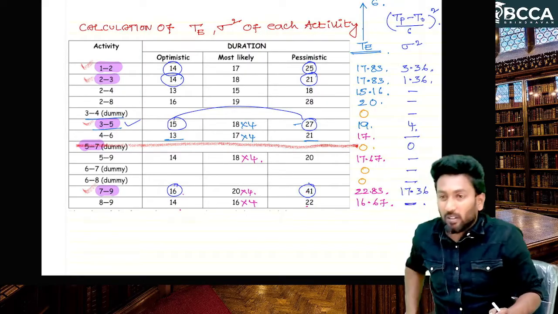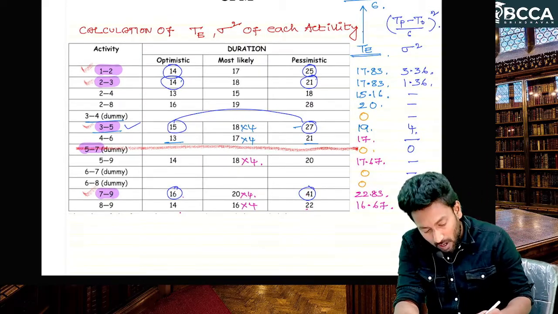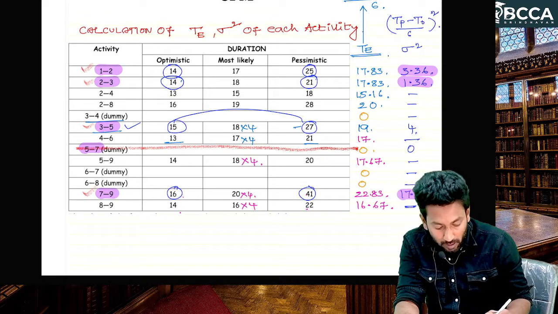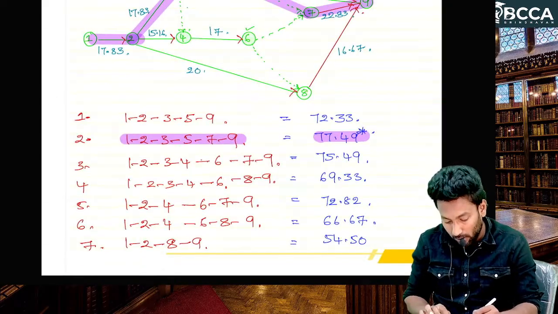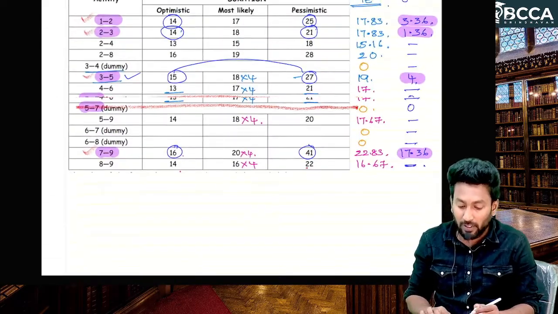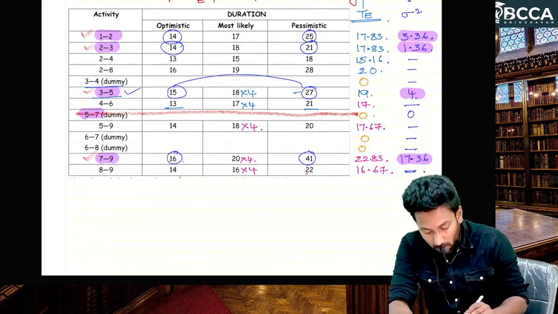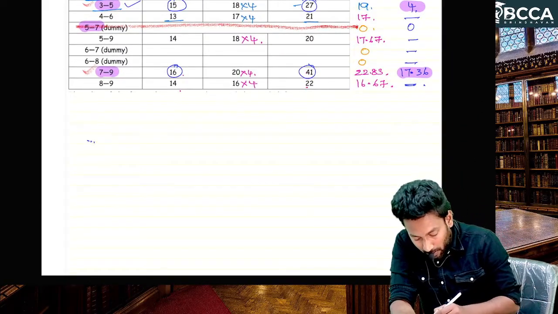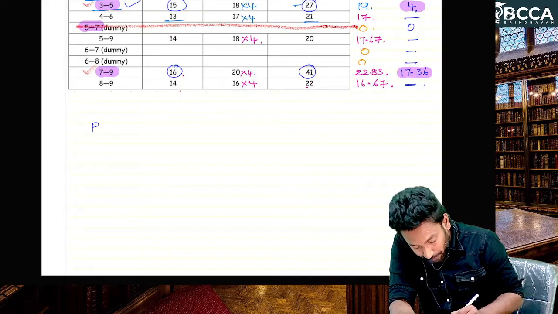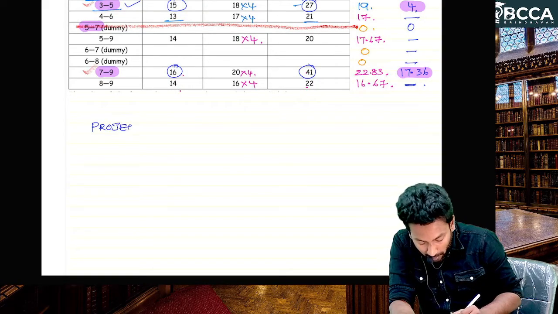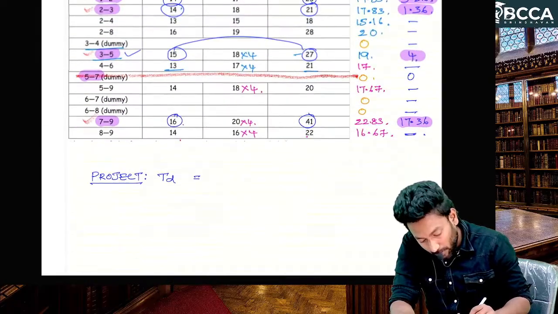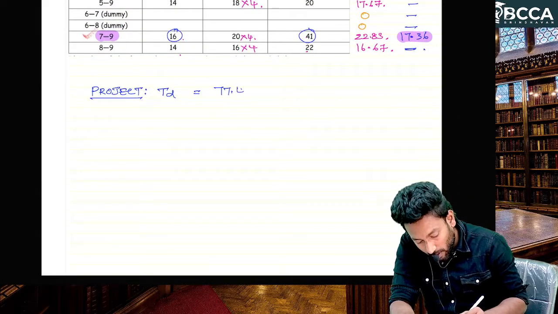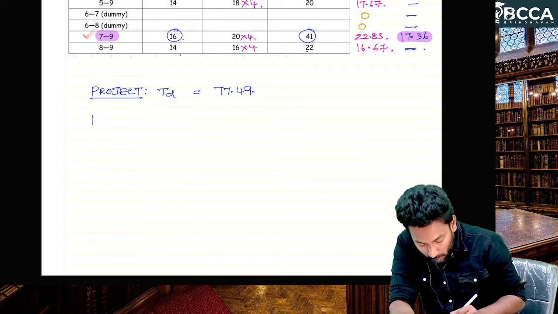So we don't need to calculate for all the activities. To calculate the variance of the project, just the critical path activities are enough. So this one is the critical path, right? For these activities, variance is enough. Now the project variance. Project duration is equal to 77.49.